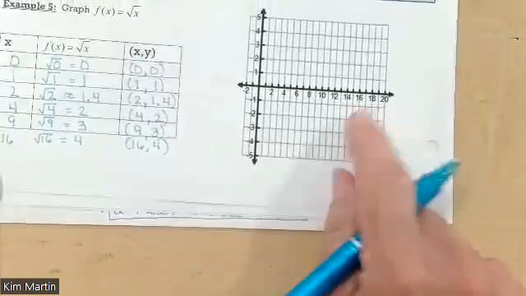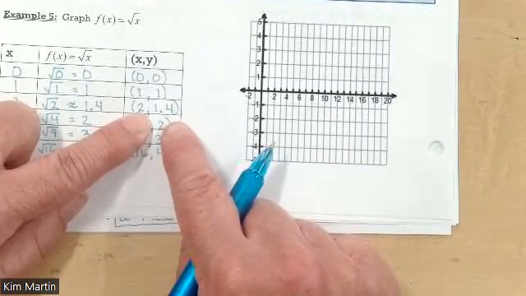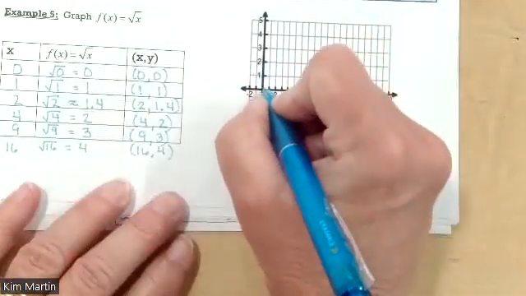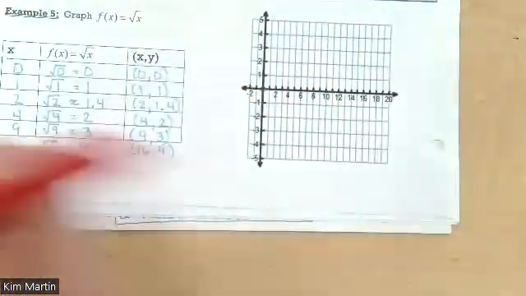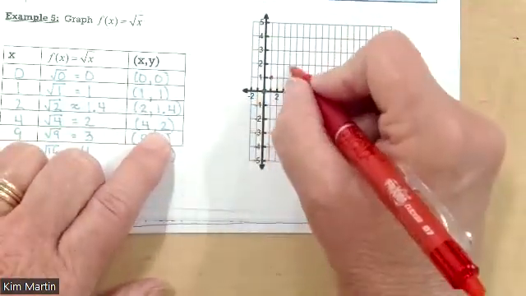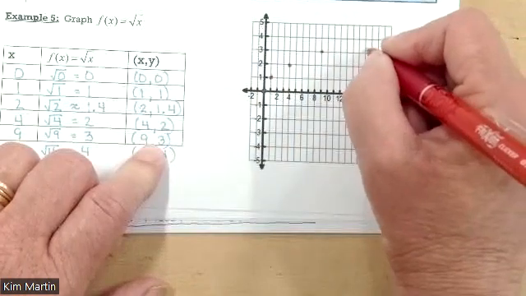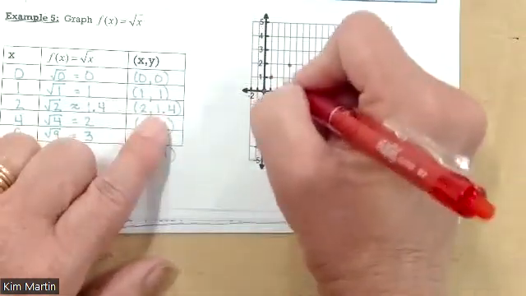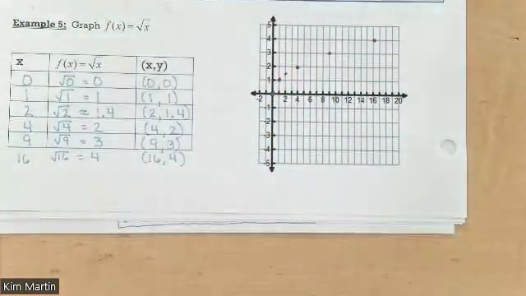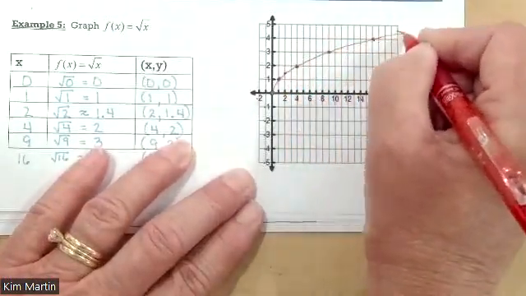I did 16 because my graph allows me to. Now, I am not going to graph this to 1.4. I'm not going to graph it because it's not going to be in a corner. I'm going to graph 0, 0. Right here. I'm going to graph 1, 1. 4, 2. 9, 3. And 16, 4. Now, if I wanted to, I could graph that to 1.4, probably be about right in there. It's fine. It's just a guess, though, right? And now it's a curve. It looks like this. Okay.